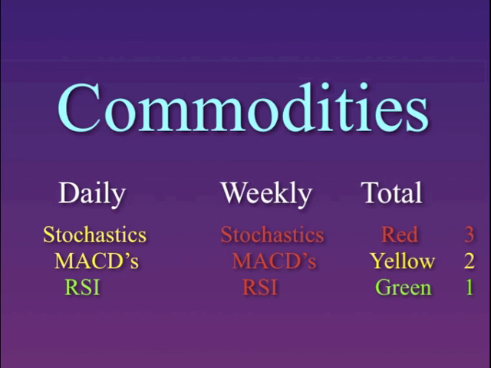Over on the weekly chart, though, things still did not improve. Stochastics, MACDs, and relative strength index were all negative, and we gave them a red mark. For a total, we had 3 red marks, 2 yellow marks, and 1 green mark for the commodities. Looks like we're in the right place as things are turning around on the daily chart, but it's going to need some really strong follow-through in the coming week to start pulling those weeklies into bullish territory as well.